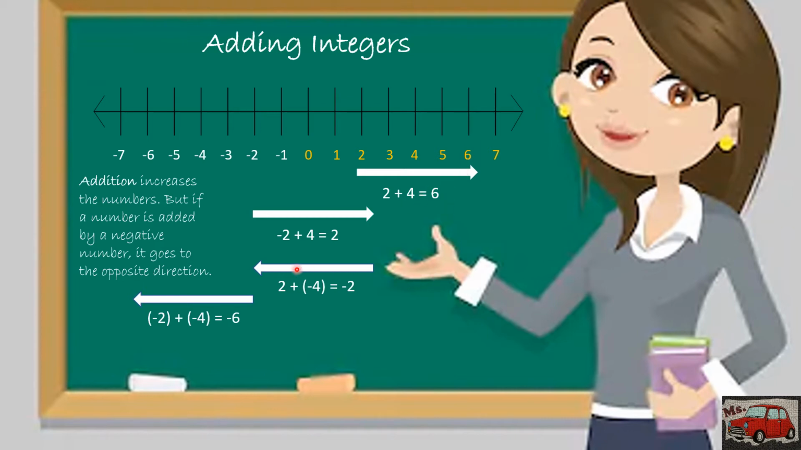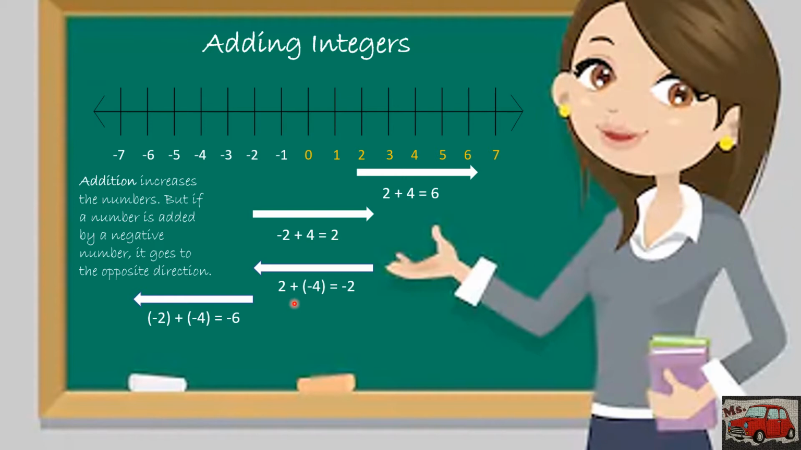Next, we have negative 2. I am here at negative 2. Plus 4 means I will add 4 steps, because it's plus. When you add, it means it increases, so I go to the right. 1, 2, 3, 4. Then, I'll end up here at positive 2. Okay?